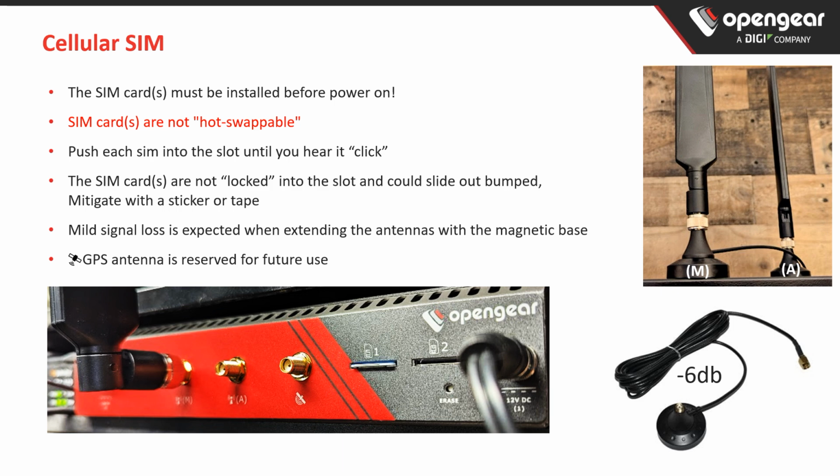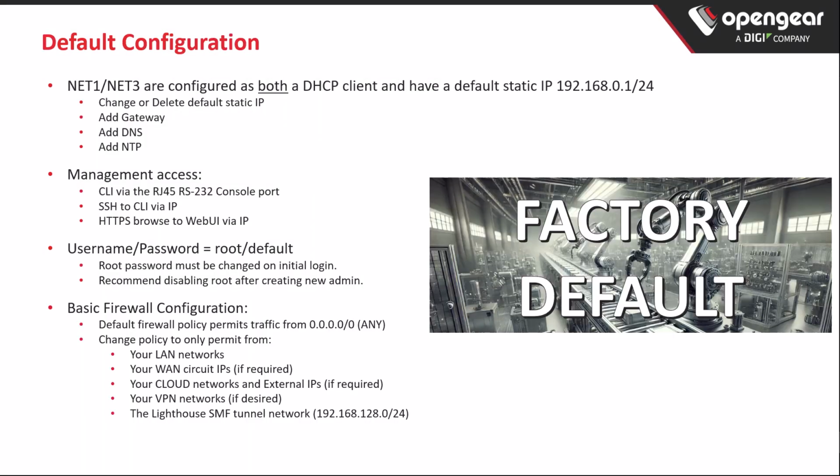Regarding the configurations you can expect out of the box, note that net 1 and, if there is one, net 3 are both configured as DHCP clients and they have a static IP. If this default static IP overlaps with the address space on your production network, we do not recommend you connect it until you've removed this IP or changed this IP.